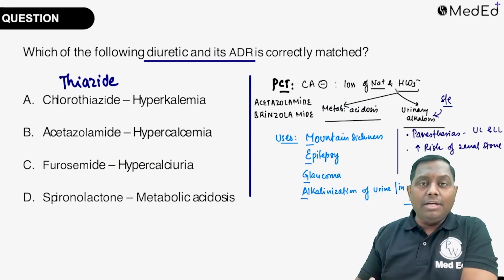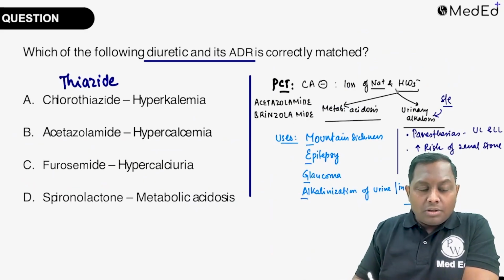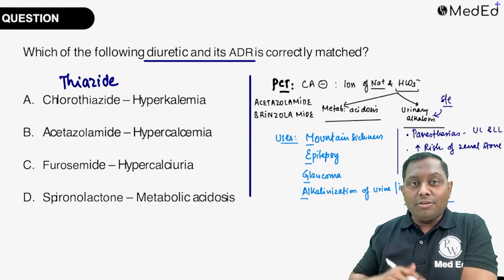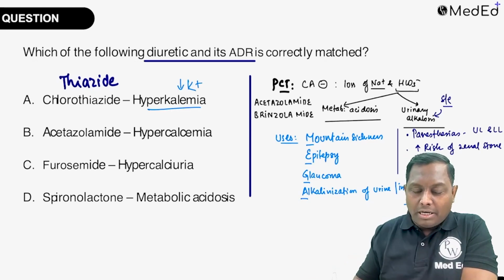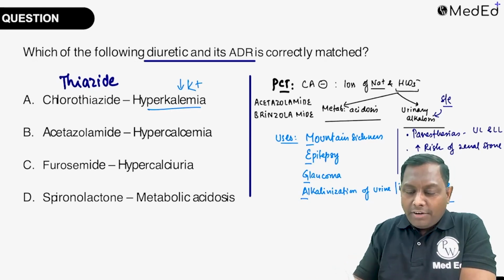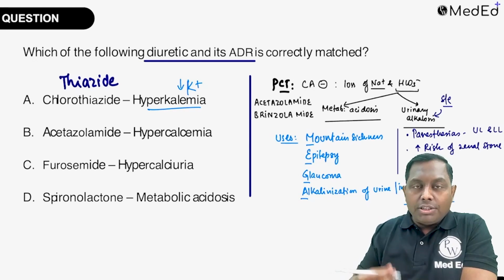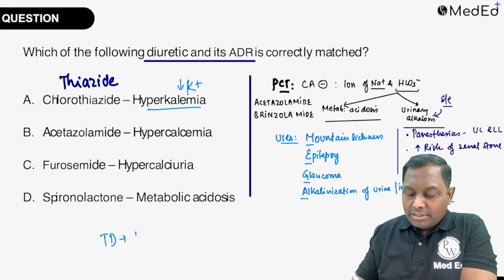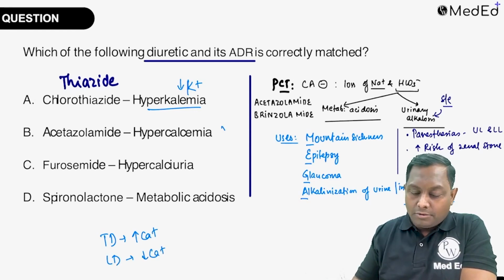So again, let's read the option once again. Chlorothiazide is a thiazide diuretic, so it is going to cause hypokalemia, not hyperkalemia. Any role on the calcium? Which diuretic was causing hypercalcemia? It was the thiazide diuretic that was increasing the calcium, and loop loses calcium, so loop causes hypocalcemia. So again, this is also wrong.